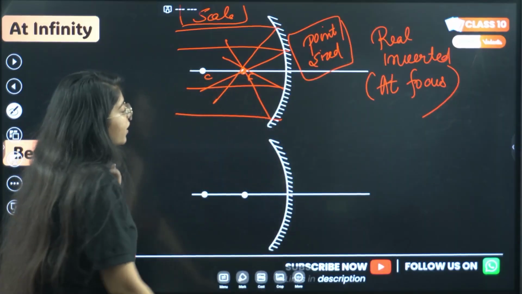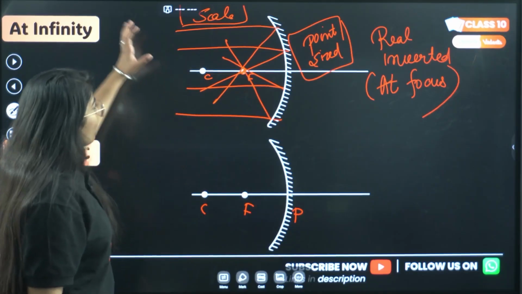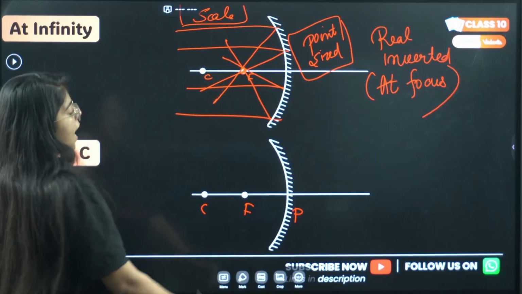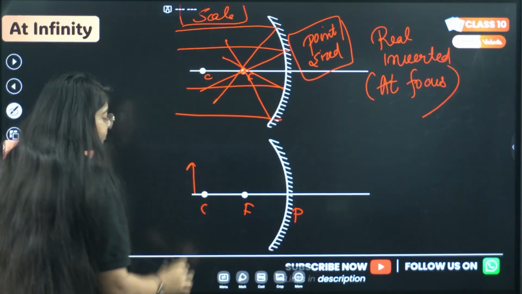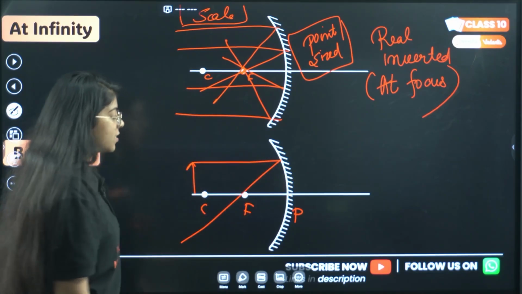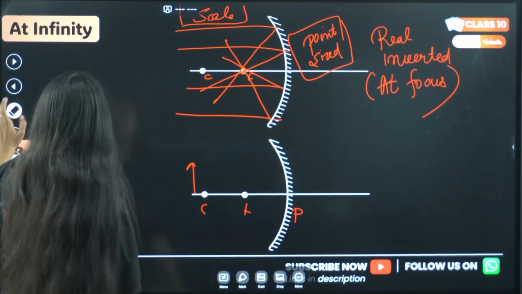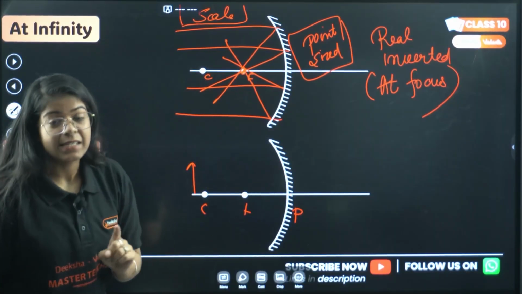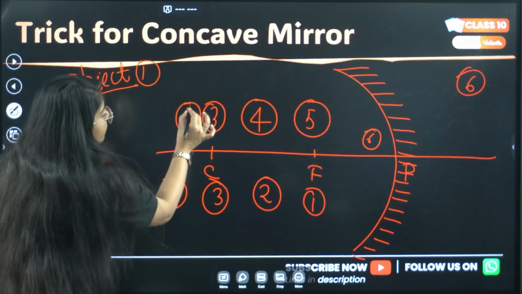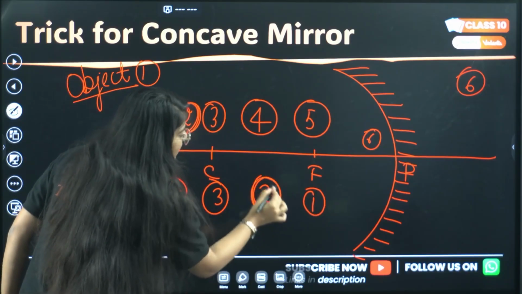Then again you make a concave mirror. This is pole, this is focus, this is center of curvature. Now my object is not at infinity, it has been brought closer to the mirror, and now it is beyond C. Okay, one ray will come parallel, it will pass from focus. Oh, I forgot. First, we need not to make light rays. First, we need to make object and image. Now follow this trick. If the object is beyond C, the image is between C and F.